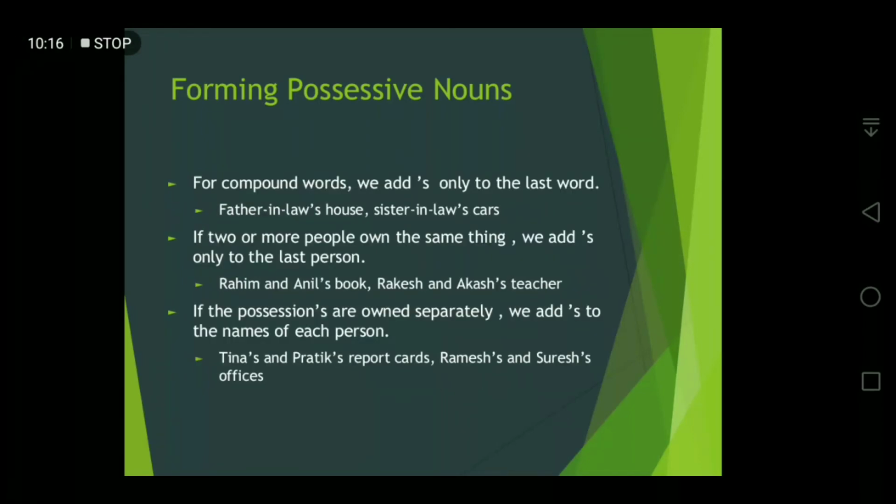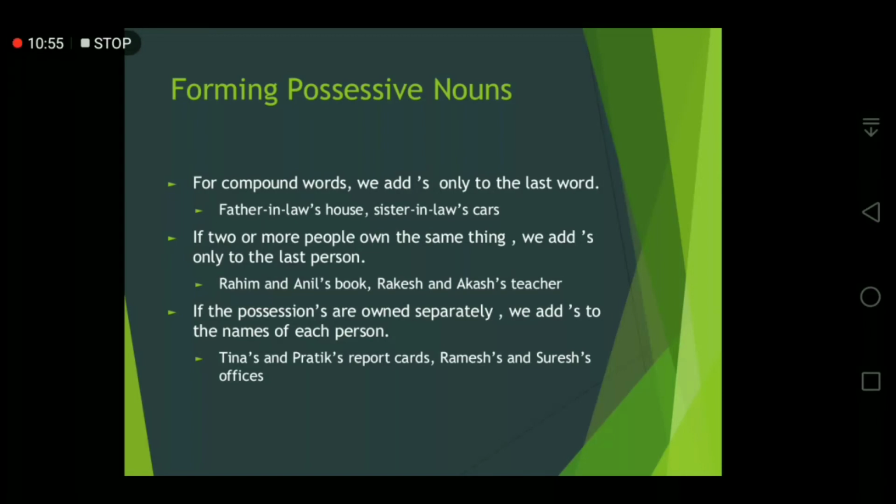So another point is for compound words: we add apostrophe s only to the last word. A compound noun is where two nouns are combined. Remember, you only have to add apostrophe s to the last word. Like father-in-law's house, sister-in-law's cars. So here the compound words are father-in-law, sister-in-law, mother-in-law, brother-in-law.